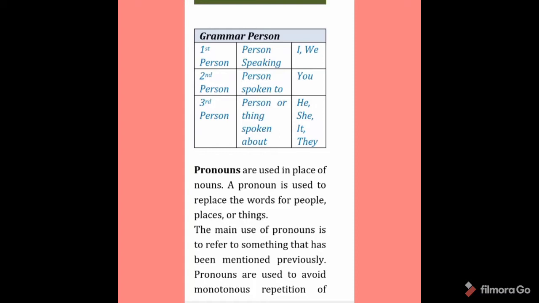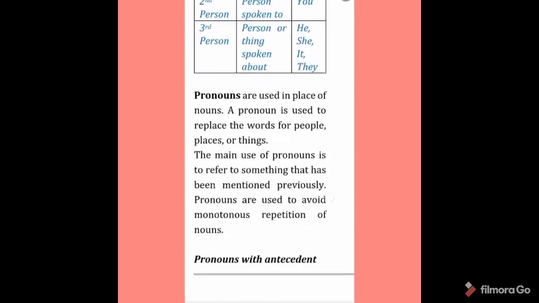Third person is the person or thing spoken about. For example, I am speaking about something. I am speaking to you. So I am the first person. You are the second person, and the person whom I am speaking about is the third person.